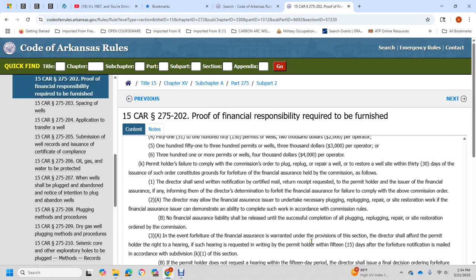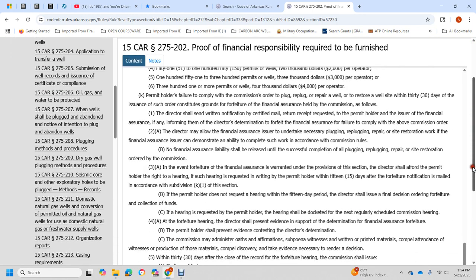A permit holder's failure to comply with a commission order to plug, replug, or repair a well, or to restore the well site, within 30 days of the issuing of the order is grounds for forfeiture of financial assurance held by the commission, as follows. The director shall send written notification by certified mail to the permit holder and the issuer of the financial assurance, informing them of the director's determination to forfeit the financial assurance for failure to comply with the above.